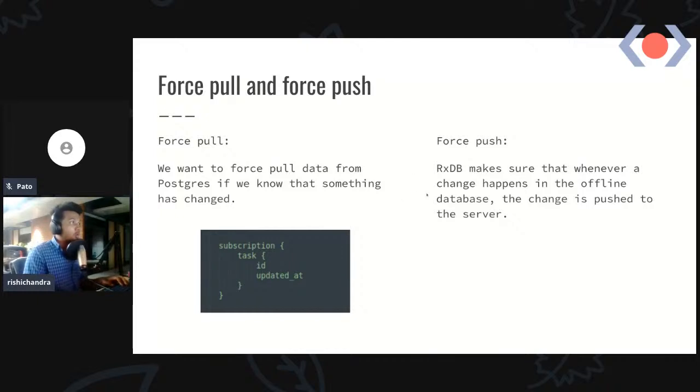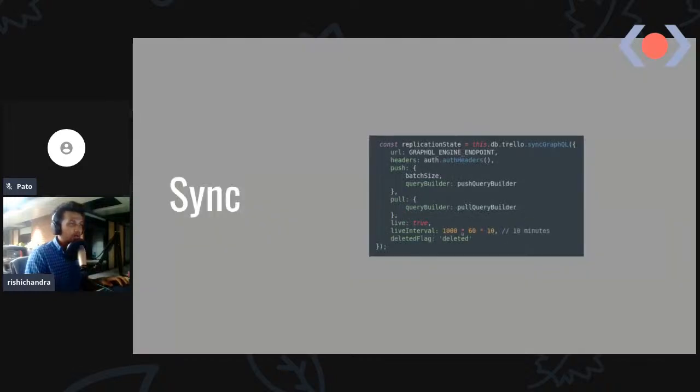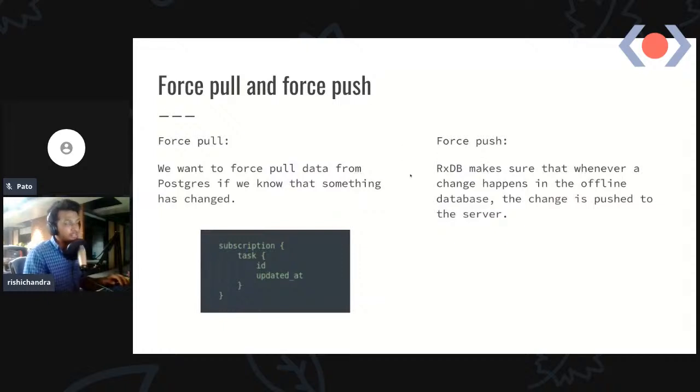So in a lot of cases, we want to force pull and force push data. Ideally, if you look at the sync configuration, we give a certain sync interval, and sync keeps happening at every given interval. But certain times we want to force pull or force push data so that both the data sources have the latest changes, right? Ideally, we want to force pull when some changes happen in the remote database.